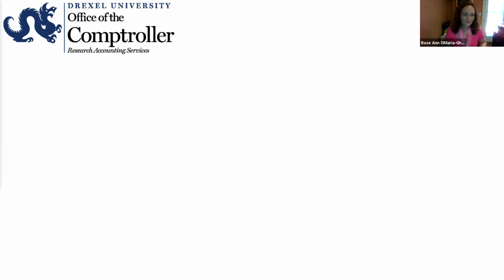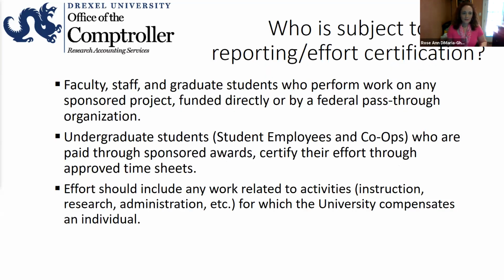Okay, so next slide. Okay, so who's subject to effort reporting and effort certification? Faculty, staff, and graduate students who perform any work on a sponsored project and are funded directly or by federal pass-through dollars need to certify their effort. If you hire undergraduate students on your grants, such as student employees or co-ops, even if they're paid through a sponsored award, they don't have to physically go in and certify their effort. Their effort's certified by their weekly or biweekly timesheets that they complete.